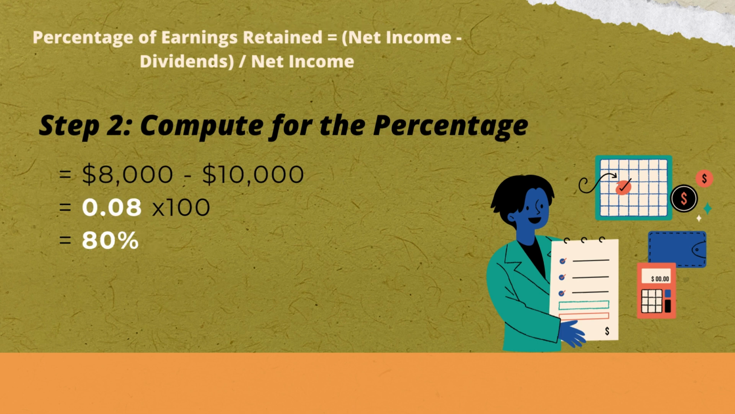Let us now compute for the percentage. $8,000 divided by the net income, which is $10,000, and that would be equal to 0.08. To get the percentage, we have to multiply it by 100. 0.08 times 100 is equal to 80%. In this scenario, Alice's business retains 80% of its earnings for reinvestment in the business. The remaining 20% is paid out to shareholders as dividends.